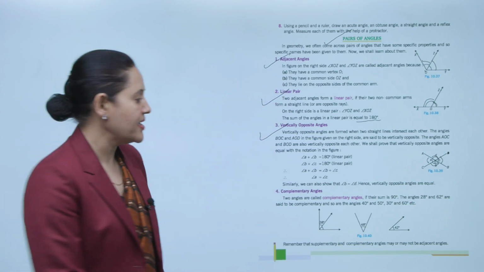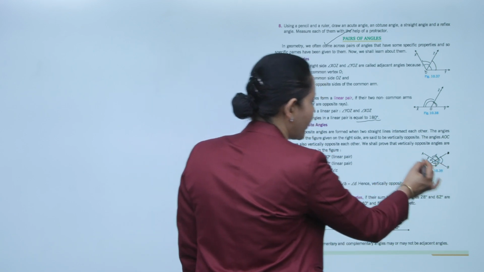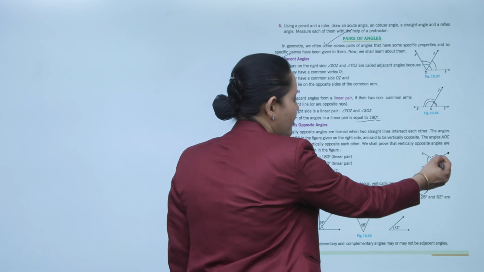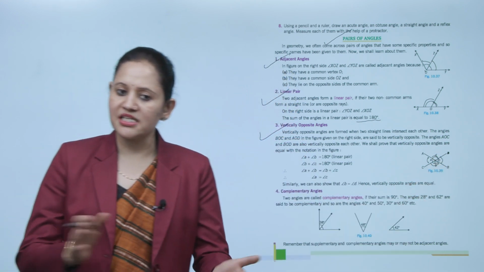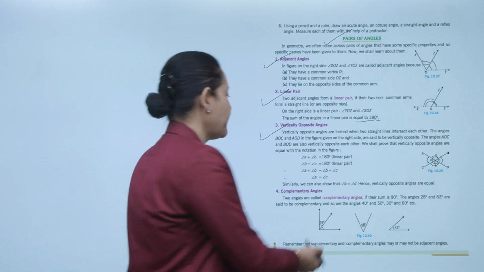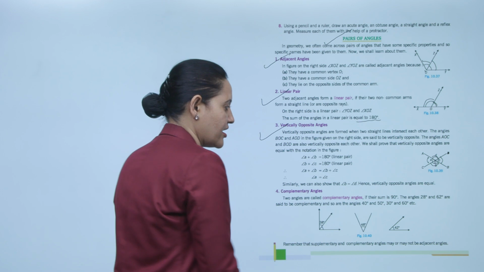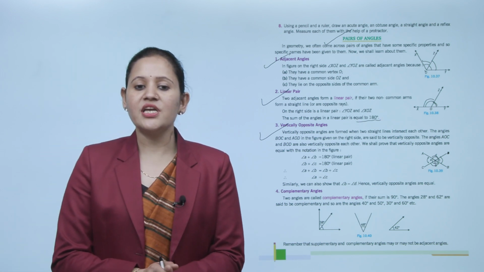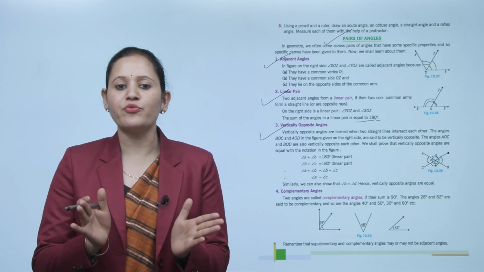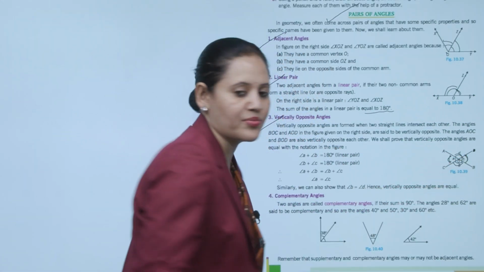Now angle A and angle B, these two angles are a linear pair, so the total is 180 degrees. Same with B and C. These two angles are equal to 180 degrees because they are a linear pair. So A plus B equals B plus C, so angle A equals angle C. Clear? Similarly, we can also show that B equals D. So here we have proved that vertically opposite angles are equal. Angle A and angle C are vertically opposite angles.